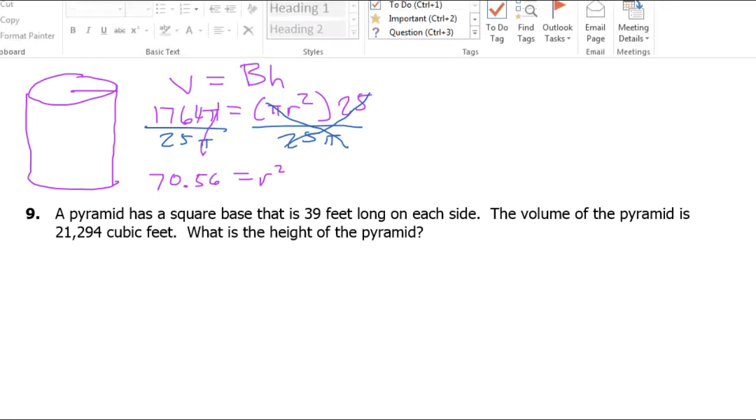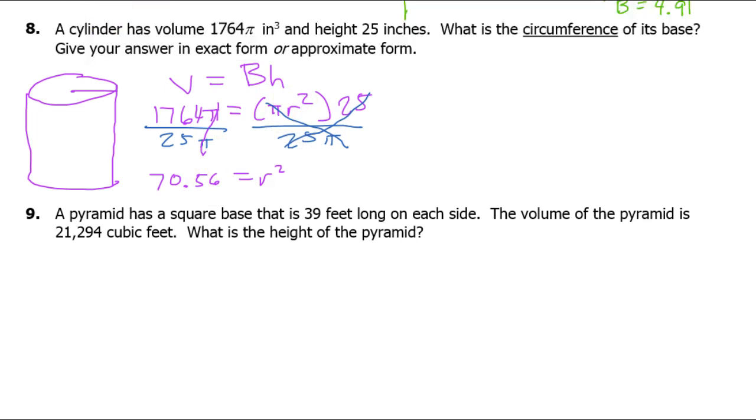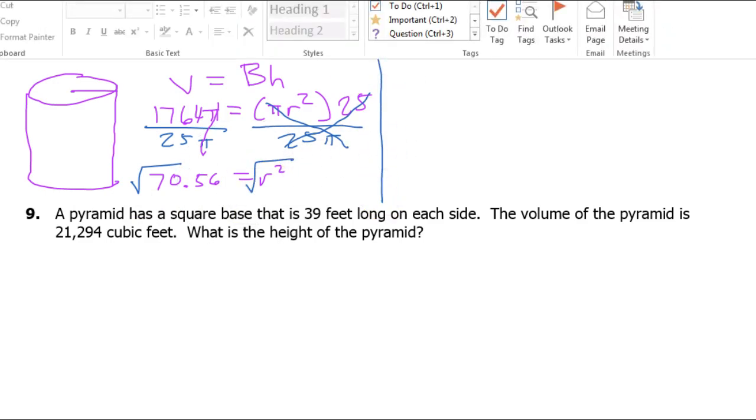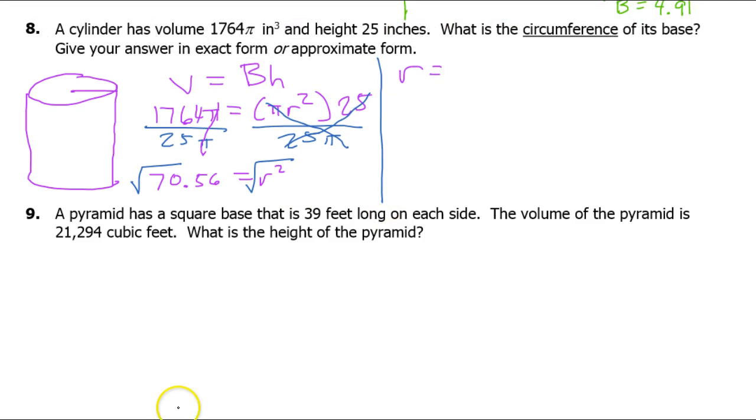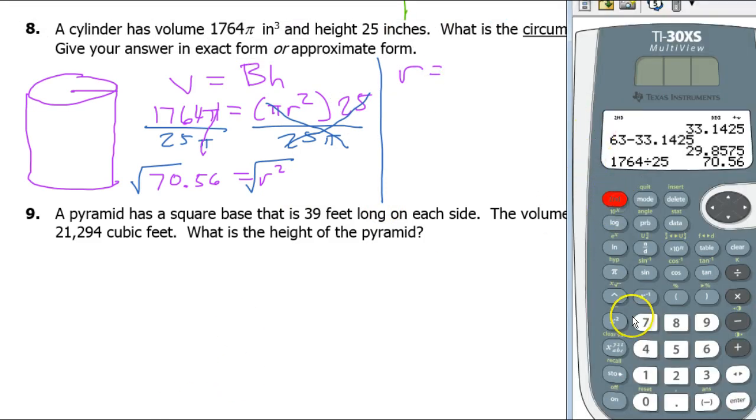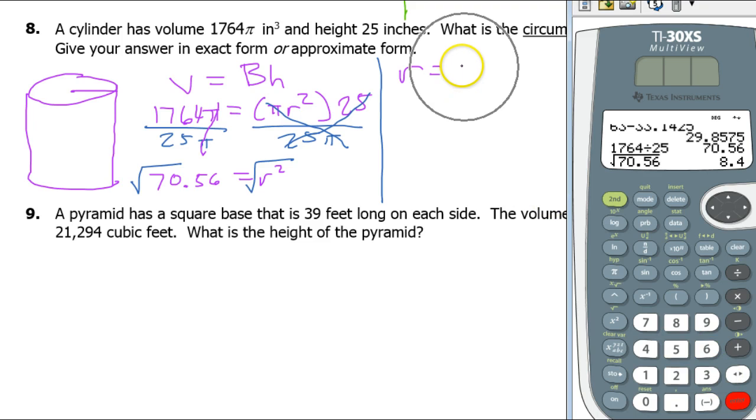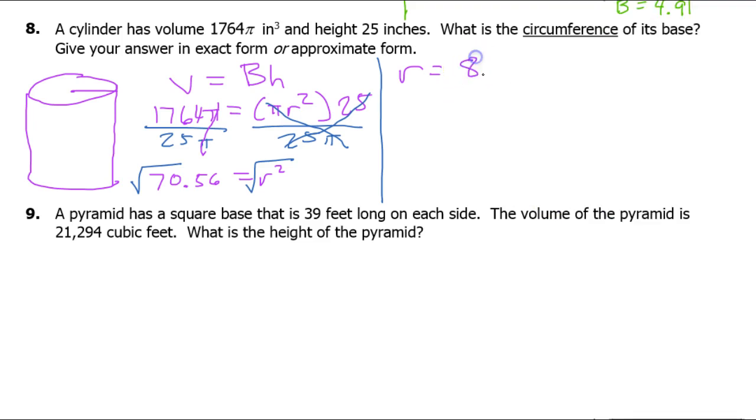70.56. So now if I want to find the actual radius, I'm going to need to take the square root of both sides. And that should give me the radius. 8.4. Okay, that's nice and simple. So the radius is 8.4 inches. Okay, so that was all very natural, but now it's time to use this to find the circumference.